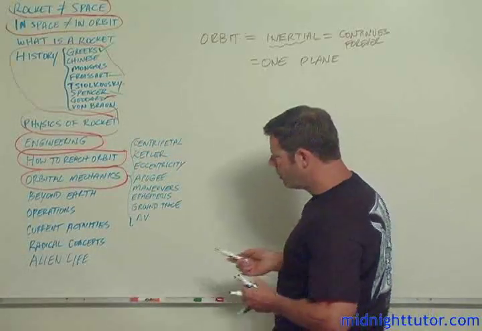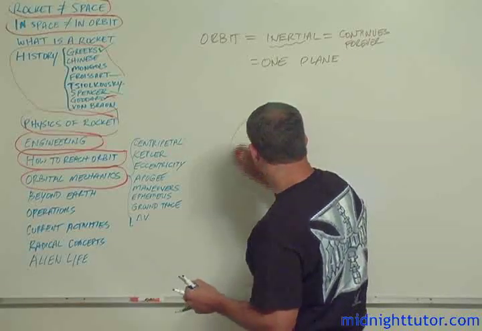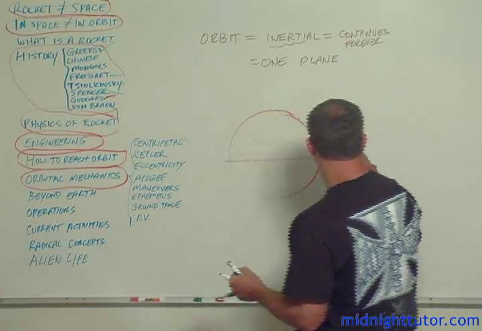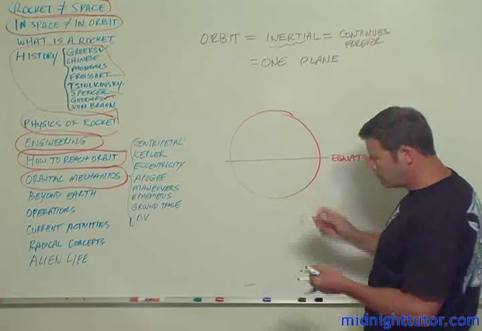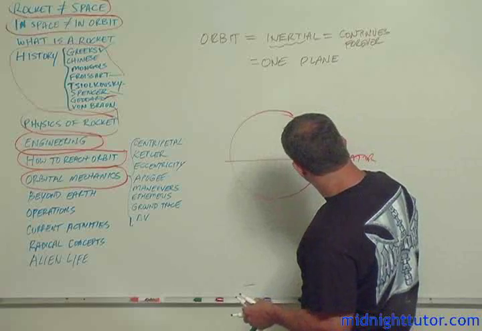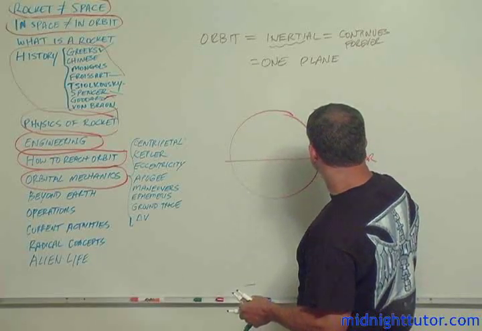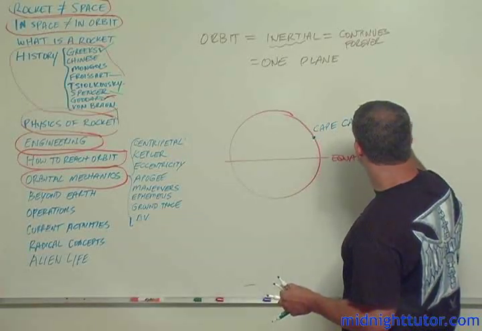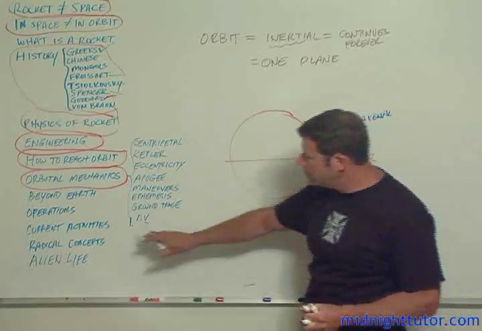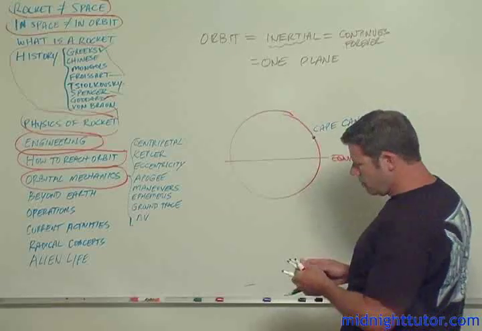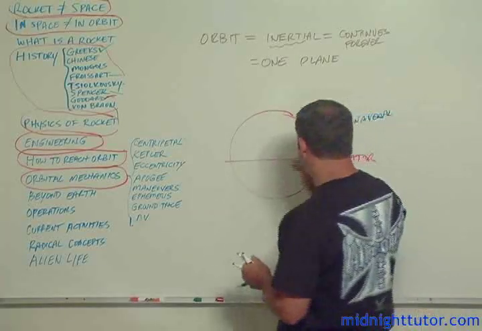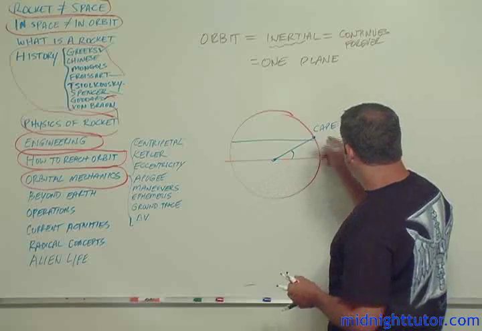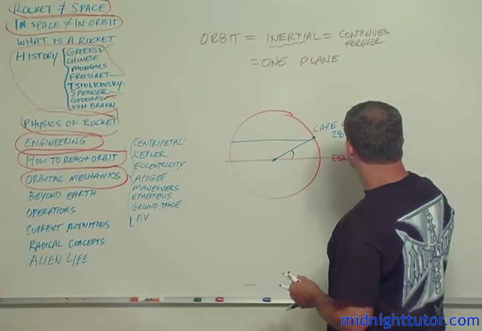Now, when we launch, so here's Earth, here's the equator, the North Pole, the South Pole. When we launch from the Cape, we're roughly here. Cape Canaveral is on the eastern coast of Florida. We'll get into much more detail about launch operations later on. What's the latitude of Cape Canaveral? Latitude is based on an angle from the equatorial plane. Cape Canaveral is at 28 and a half degrees north latitude.